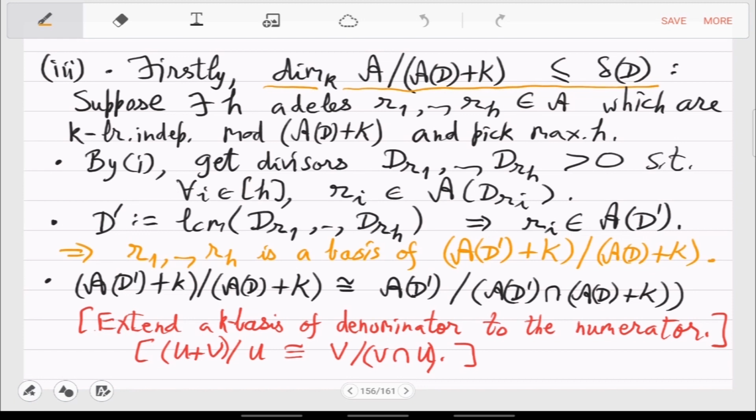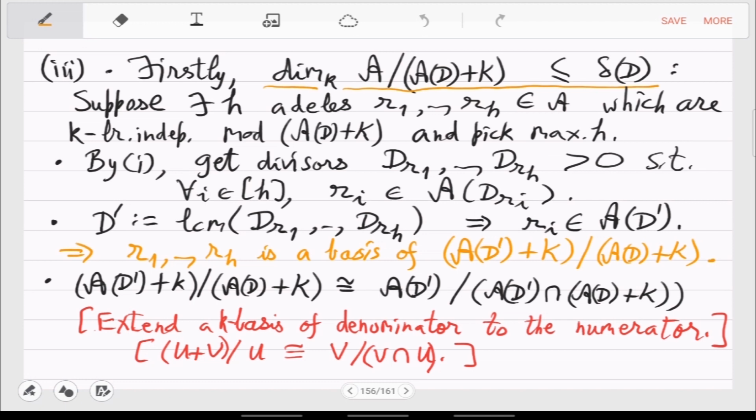So we will just do some vector space calculations, some dimension arguments. It is nothing to do with complicated algebra. So here we will just look at AD prime plus K mod AD plus K, which is isomorphic to AD prime modulo this subspace.